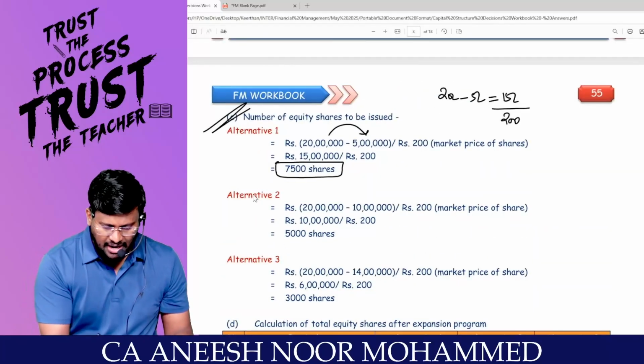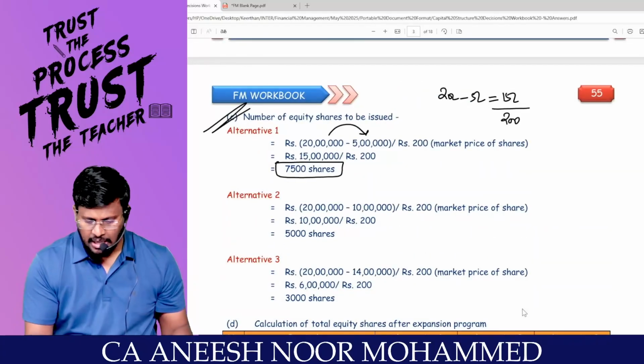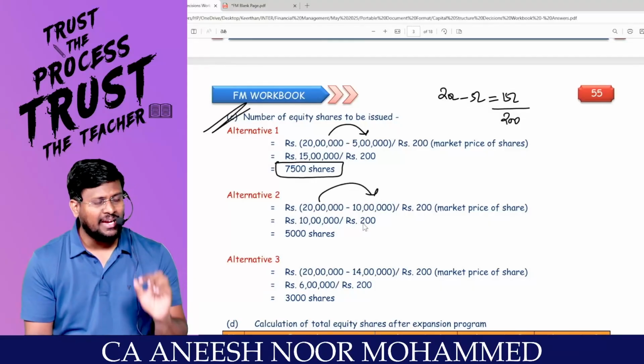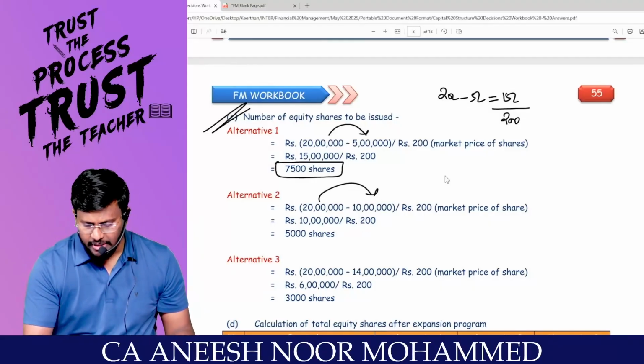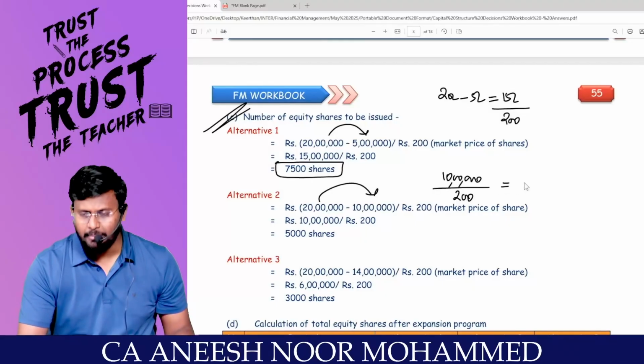But if I am travelling through alternate number 2, sir, there the debt increases. Out of 20 lakh, 10 lakh I am raising by way of debt. That means the balance 10 lakh I have to raise by way of equity, and for every equity share, the current market price is 200.